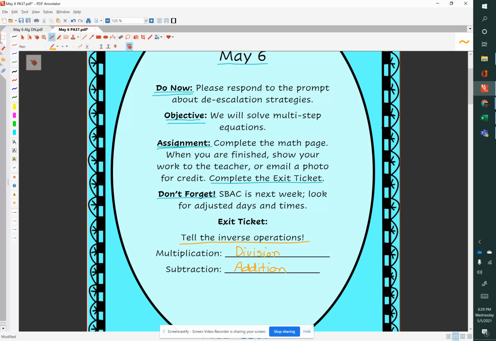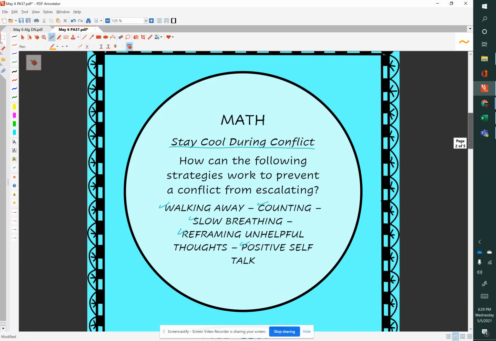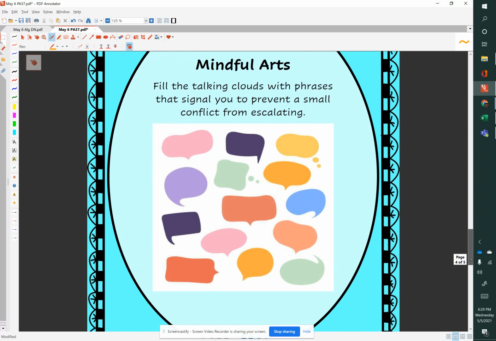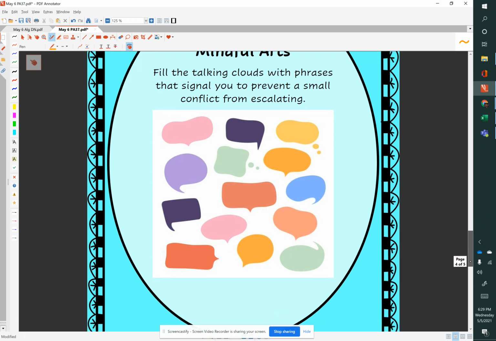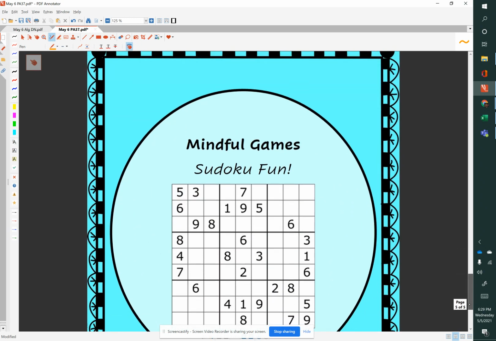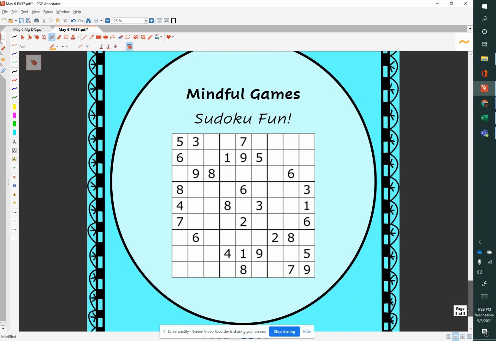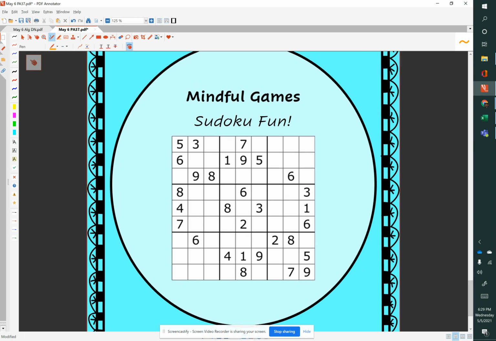So that's it for today. I do have a couple of little extra activities for you if you finish early. You can fill talking clouds with phrases that signal you to prevent a small conflict from escalating. And we've got Sudoku, which is a lot of fun. If you want to know how to do that and you don't know how to do that, you can ask me in class. And if we have time, I'll show you.